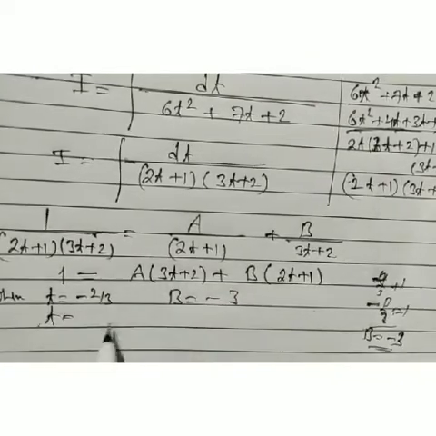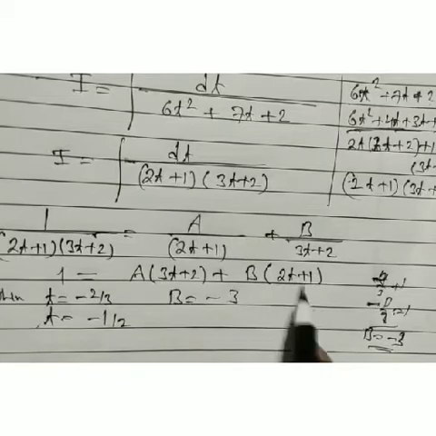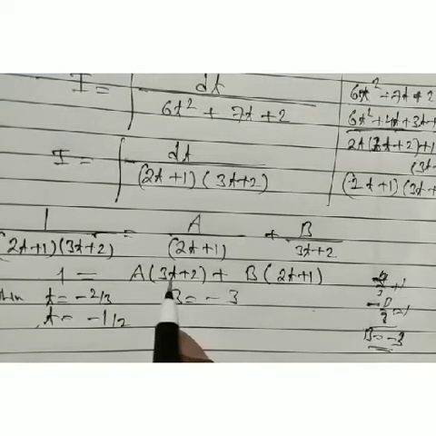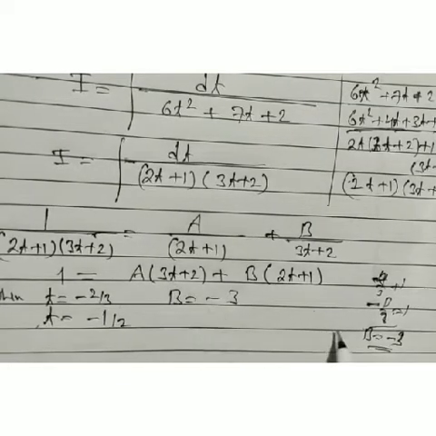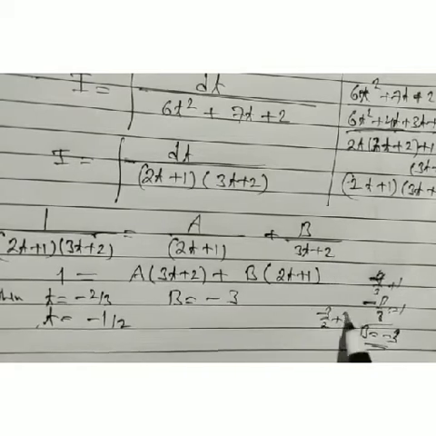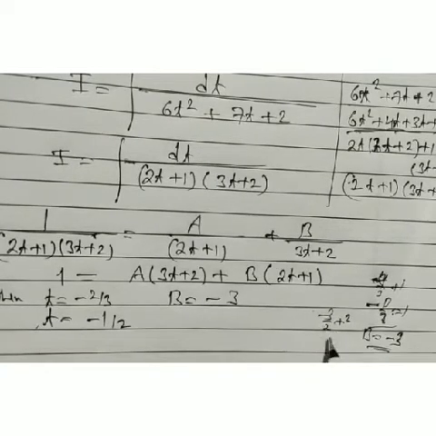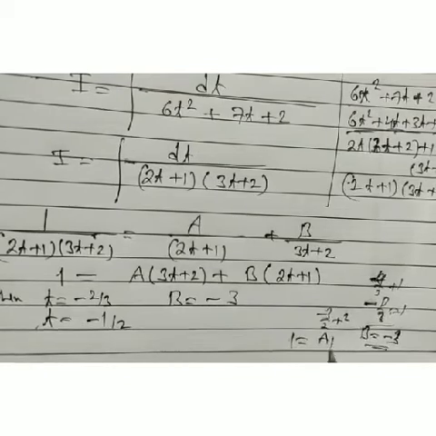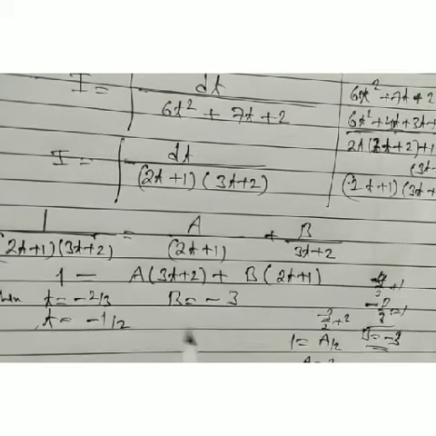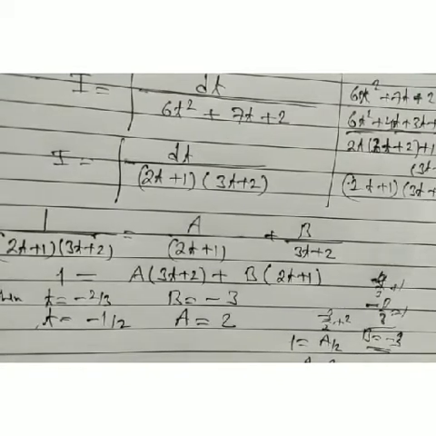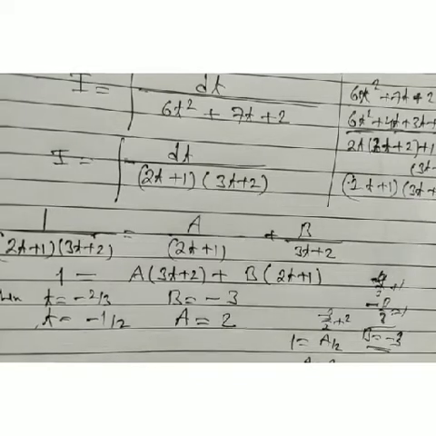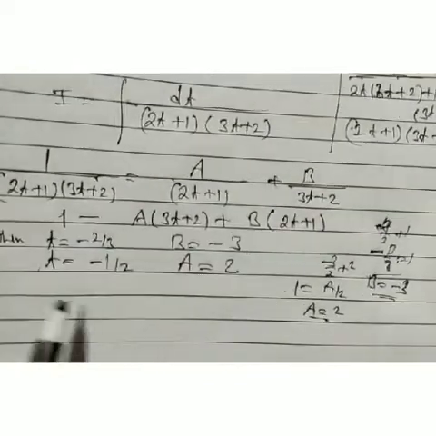When we put t is equal to minus 1 by 2, then this part vanishes, it is 0. Then we put here minus 1 by 2, then we have minus 3 by 2 plus 2, which gives 1 by 2, meaning 1 is equal to a by 2. Then we get the value of a is 2. Now we are going to put in the values of a and b. And now what we have?